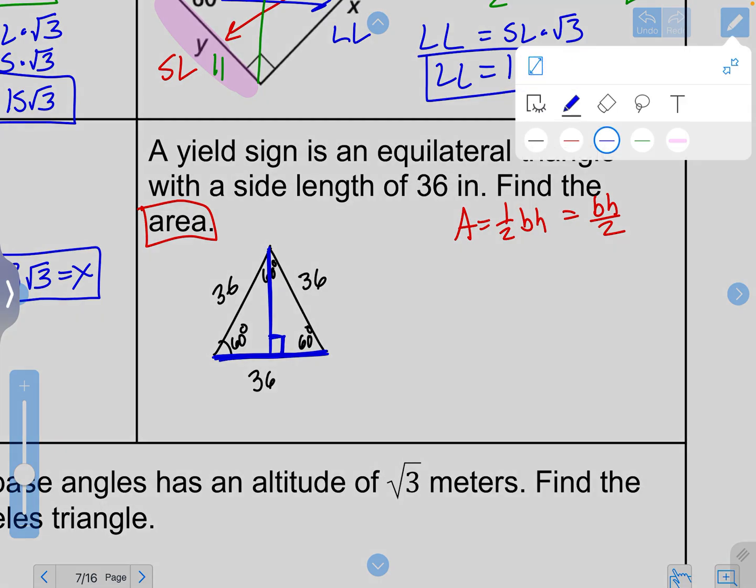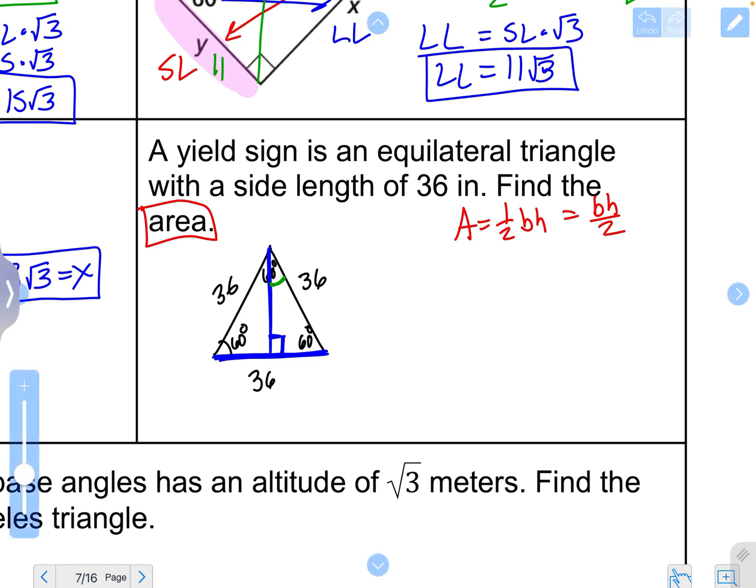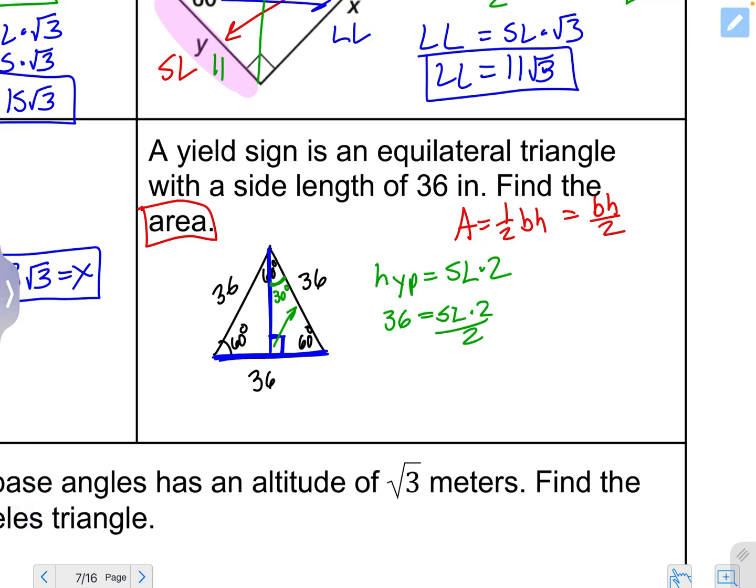So this base that I just drew has now turned this half of the yield sign into a 30, 60, 90. So we have our hypotenuse, which is 36, because that's what's across from my right angle. So hypotenuse equals short leg times 2. Sorry, I switched up my rules there for a second. So if our hypotenuse is 36, and our short leg, we're going to keep calling it short leg, times 2, I'm going to divide by 2 to get rid of the 2's. So 18 equals my short leg. So this part to this part is going to be 18.